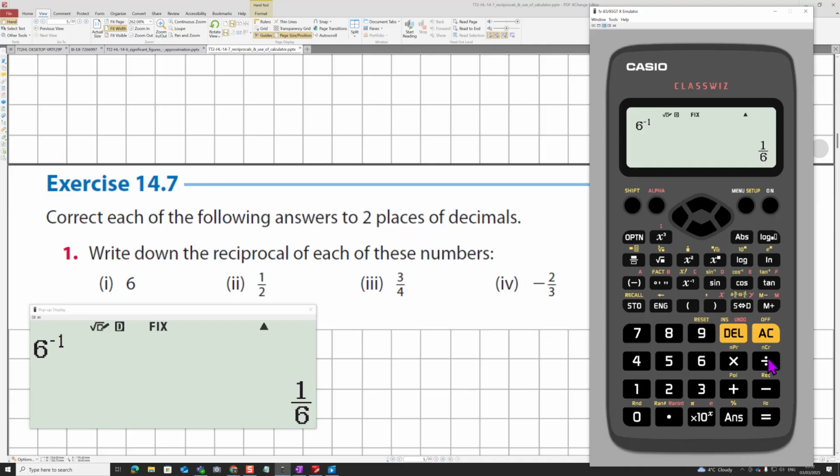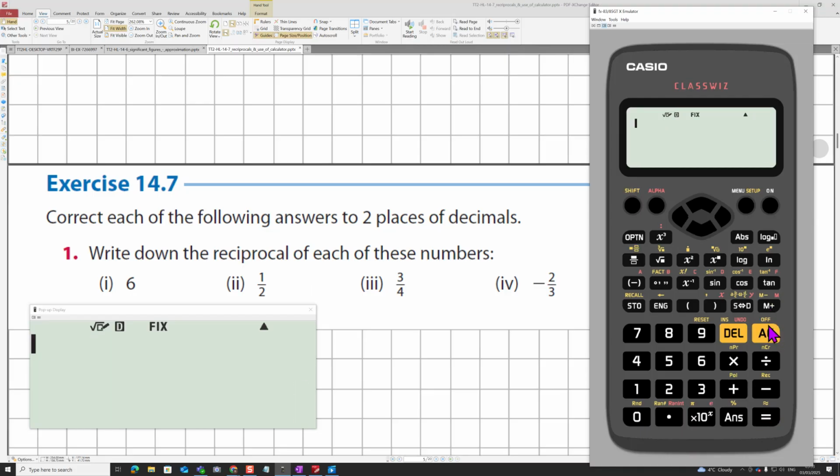So first of all, the half: if I want to put it in my calculator, I'll do 0.5. Write down the reciprocals of these numbers, 0.5. Okay, so let's do 3/4. Of course, the reciprocal is 4 over 3. I'll key it in my calculator and then I'll reciprocate it and have a look. So it's gone to 4/3.